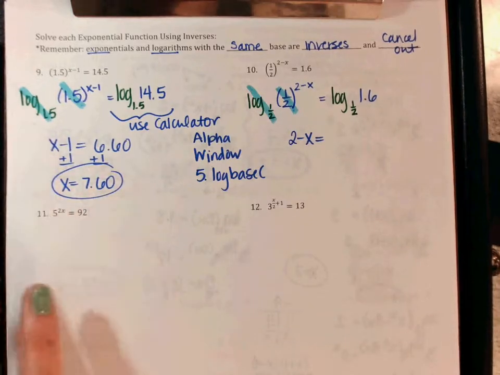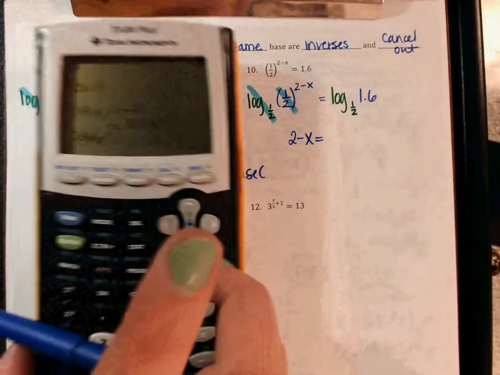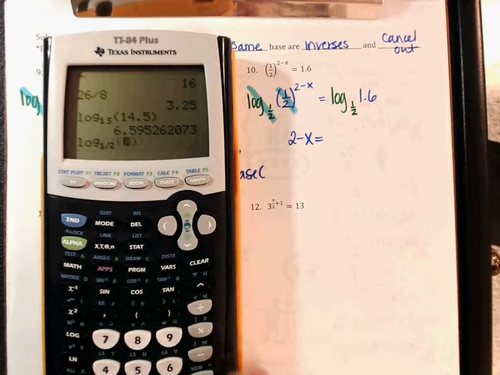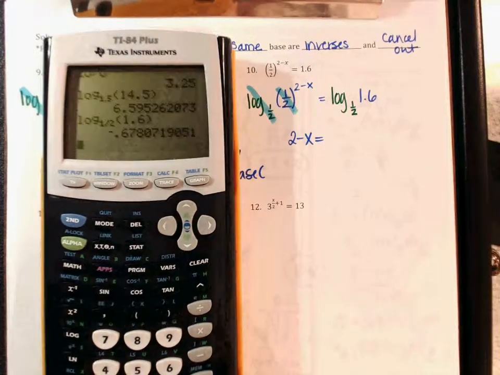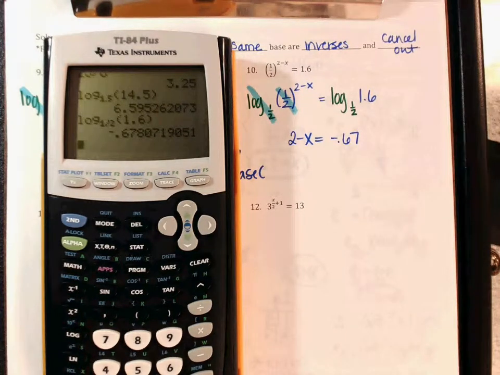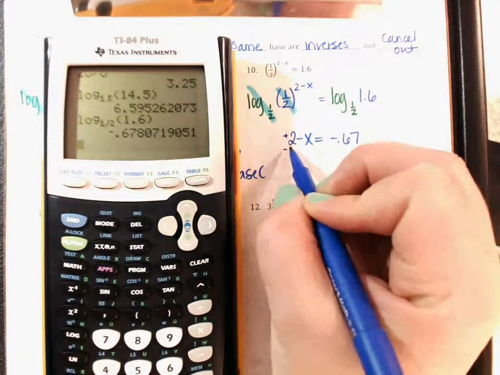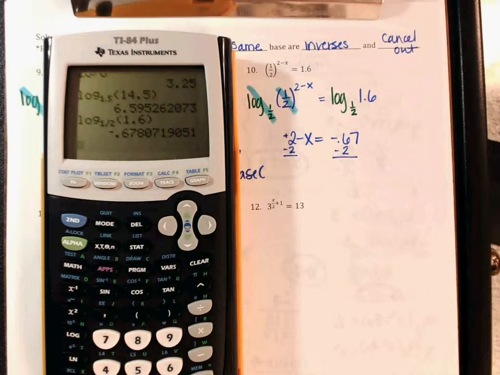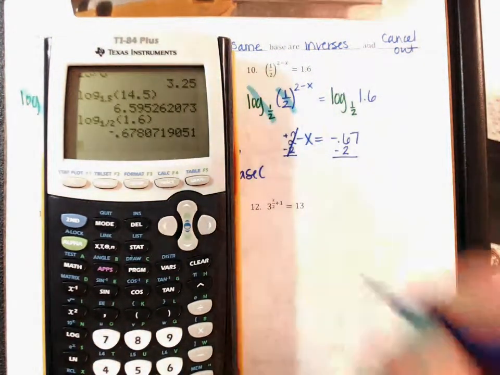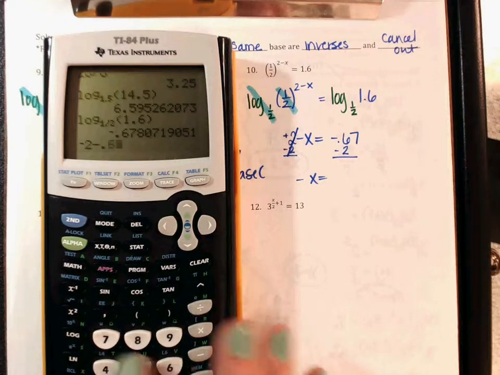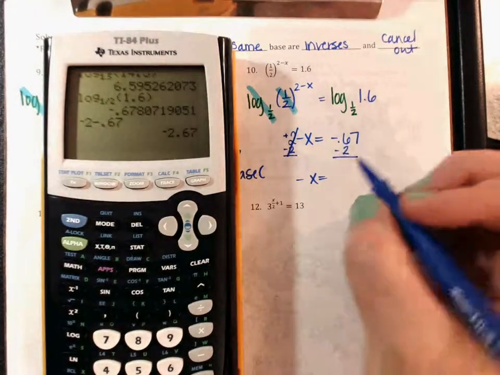So alpha window 5. And remember, when you want the 1/2, you can just type in 1 divided by 2. You don't need a fancy fraction or anything. Okay, it came out to be negative 0.67. How do I get rid of the 2 in the front? Add or subtract it? Subtract it is correct. Remember that the 2 itself is positive. That negative really belongs to the x next to it. So plus 2 minus 2 cross out. Negative x equals, and then negative 2 minus 0.67 gives me negative 2.67.